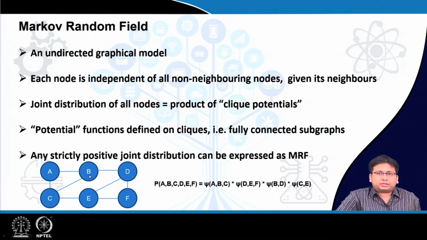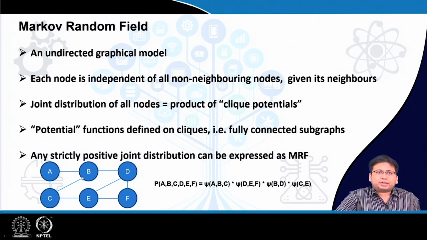There is a famous theorem in this matter that any strictly positive joint distribution can always be expressed in this manner as a Markov random field. So, there is this theorem called the Hammersley-Clifford theorem, which proves this. And just like we talked about some conditional independence relations in the case of the Bayesian network, in the case of the Markov random field also we can say something like this. We can say that each node is independent of all non-neighboring nodes given its neighbors.